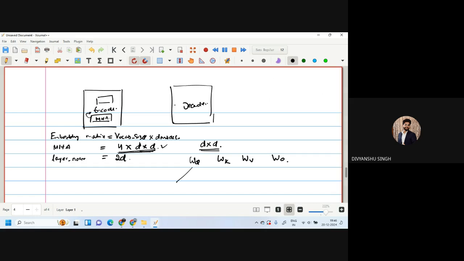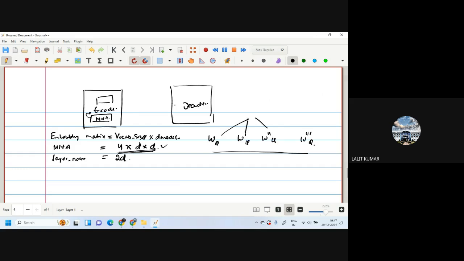For the number of parameters when you have different heads, you will have different WQ dash, WK dash and so on, for example with 4 heads, but when you add them, the parameters for WQ become D into D only. When we take all of WQ, WK, WV, and WO, it is 4 into D into D.